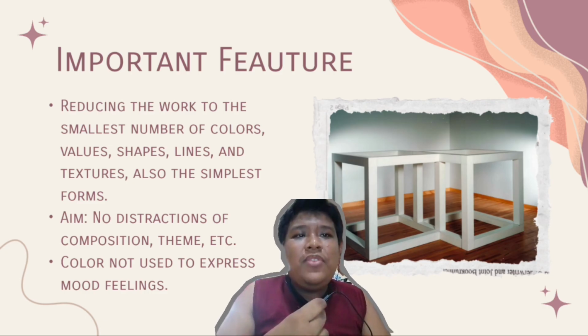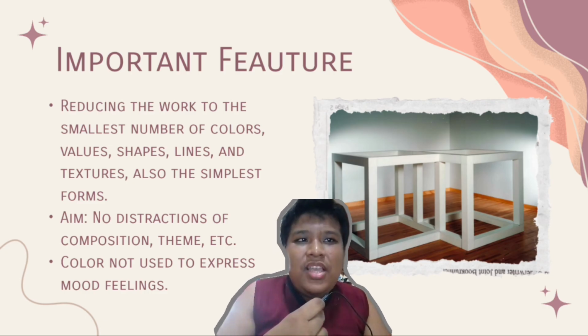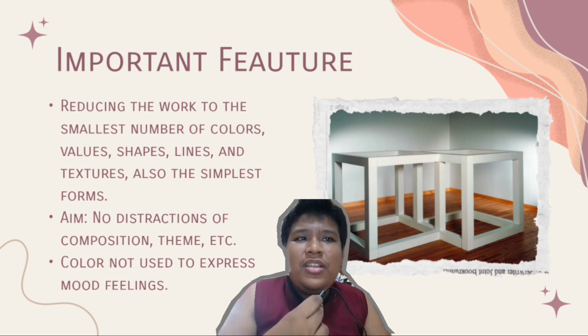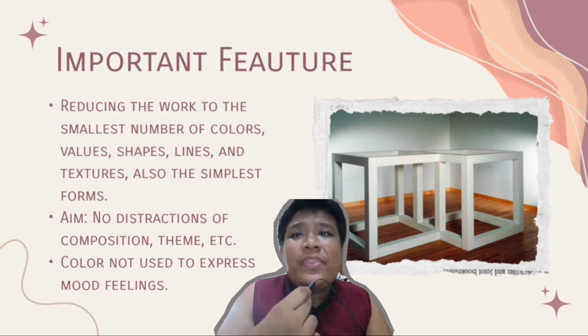Number 2, aim for no distraction of composition, themes, and the others. Number 3, colors not used to express moods, feelings. Number 4, normally color use or unmixed colors straight from the tube. Number 5, often based on a grid and mathematically composed. Number 6, thrives on simplicity in both content and form. And number 7, industrial materials. That use of material was common in order to eliminate the evidence of the artist's hard work.